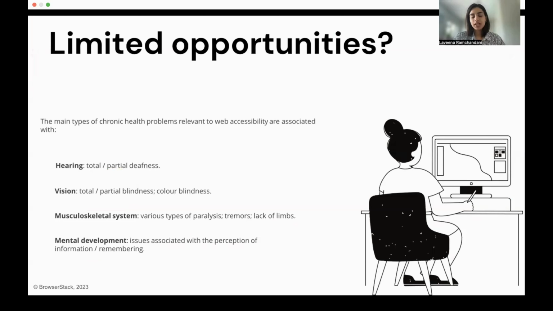So, as you know, when we design digitally or just generally for the public, we have limited opportunities for those with disabilities. The main types of chronic health problems relevant to web accessibility today are associated around hearing, so total or partial deafness, vision, total or partial blindness, color blindness, musculoskeletal system, various types of paralysis, tremors, lack of limbs, and mental development, which is issues associated with perception of information and remembering.